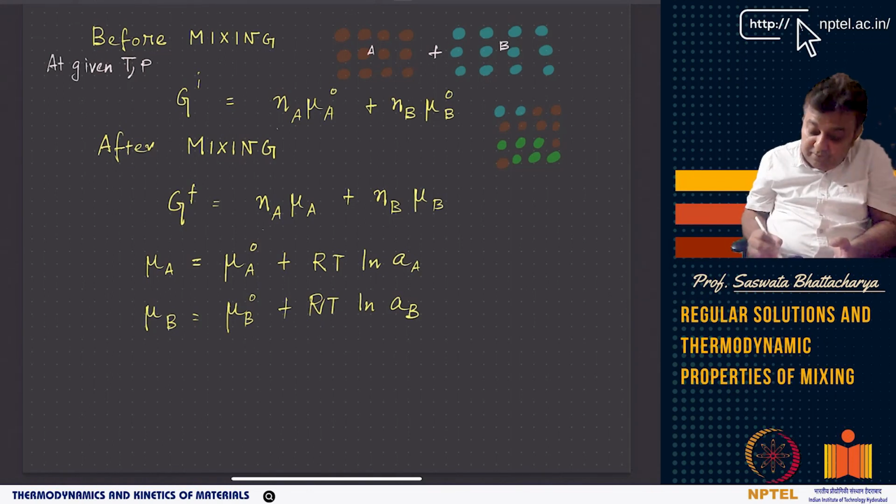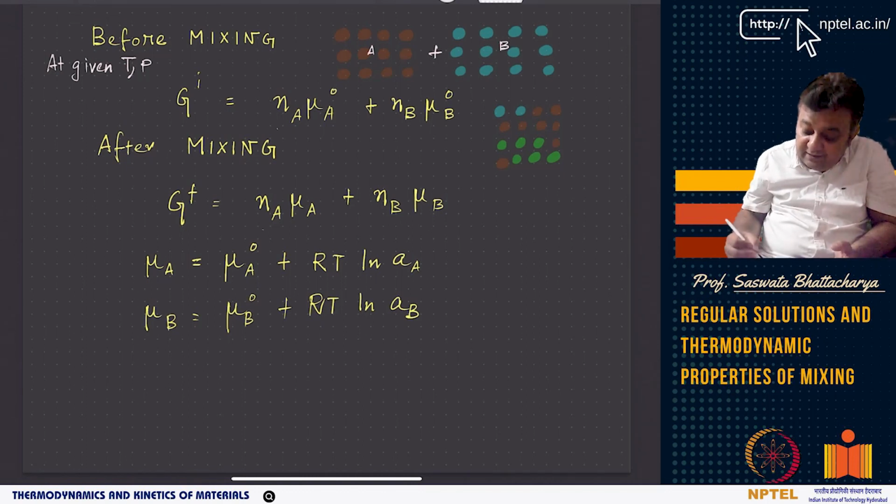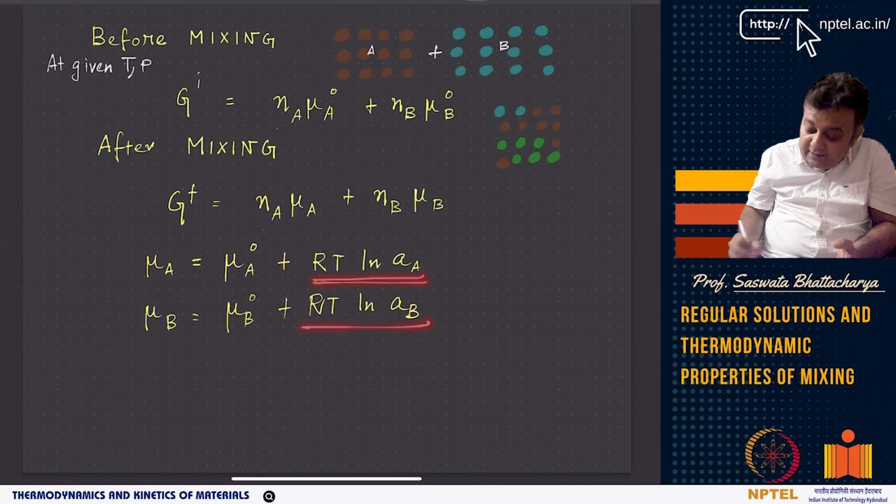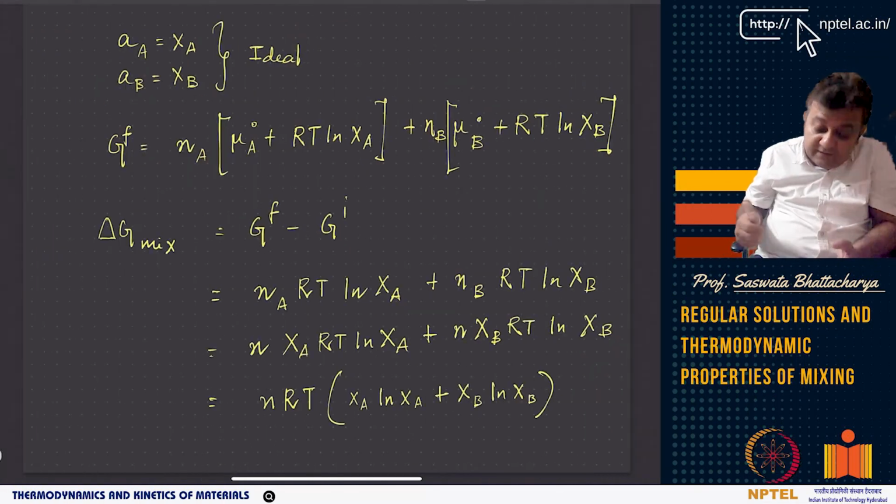Now as you know, mu A can be expressed as mu A 0 plus RT ln aA, where aA is the activity of component A. Similarly for mu B. mu B 0 and mu A 0 are the pure state or standard state chemical potentials, and then there is this additional term. Please concentrate on this: RT ln aA and RT ln aB, and this aA and aB we call the activities of A and B respectively. Now, for the ideal case, aA equals XA and aB equals XB, that we know.